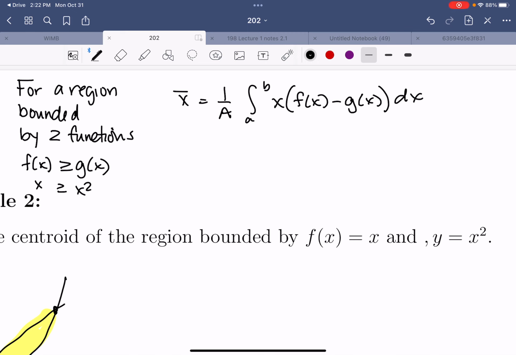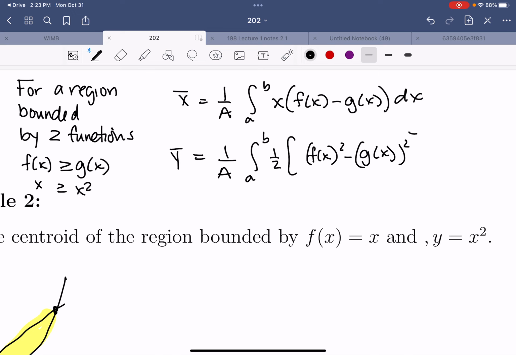Essentially what you're thinking about is if I found the center of mass for function f of x, and I found the center of mass for g of x, and I subtracted those two, that would give you the center of mass for the area between the two curves. So we just subtract the two. For y bar, it's going to be similar, except it's going to be outside the square. So we get 1/2 times f of x squared minus g of x squared. So you're squaring each function before you subtract. Okay, so that's what we're going to be using here.